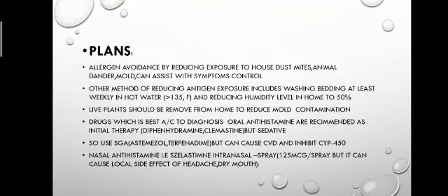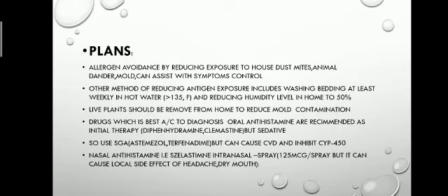The plan which we have to make is in order to reduce the rhinitis symptoms and to increase the use of antihistamines. Allergen avoidance by reducing exposure to dust mites and molds can reduce the symptoms. Other methods of reducing antigen exposure include washing bedding at least weekly in hot water and reducing the humidity in the home. Reduce the use of live plants in the home to reduce mold contamination.